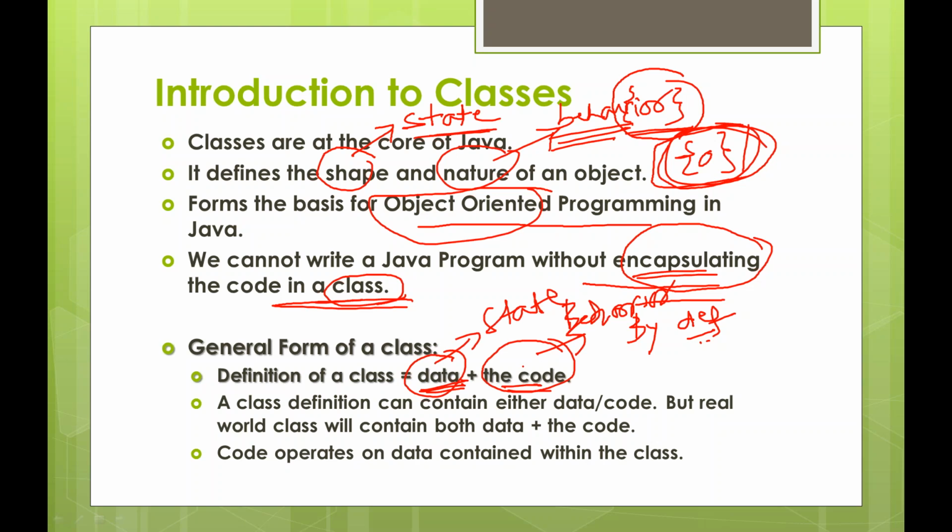A particular class is defined as data plus code. So it can have only data, only code, or both. But in real life, a particular class will have both data as well as code. This is nothing but your methods, and this is your instance variables.